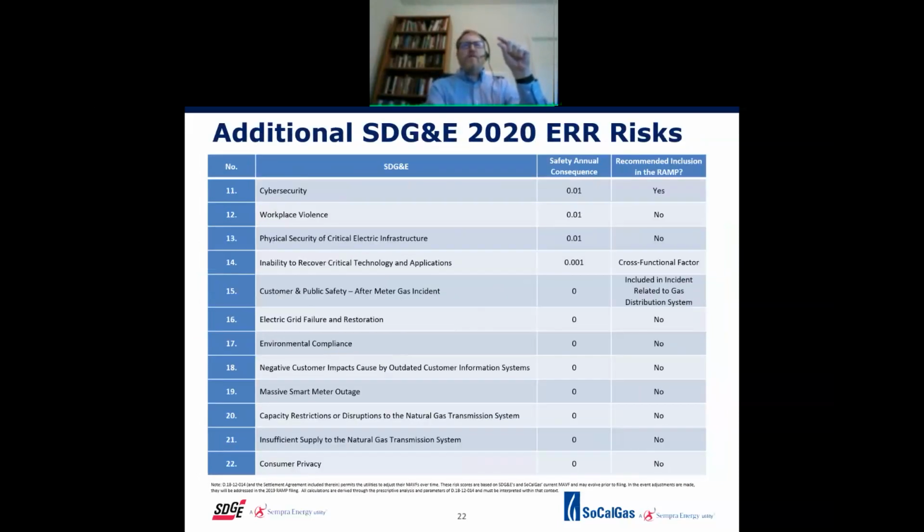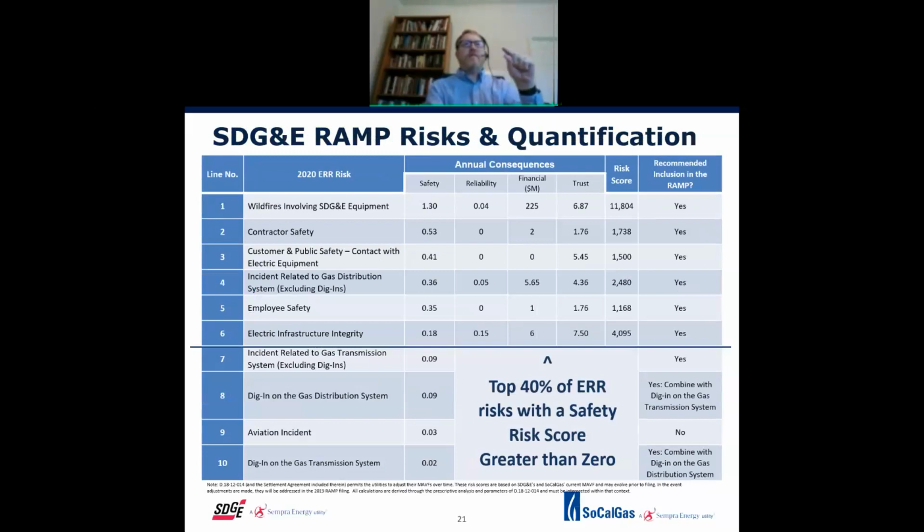But I will note, sorry, Joe, one more. I will note that there is a risk that maybe some people haven't seen before, and so I'd like to call that out specifically. That is risk number 3, which is customer and public safety contact with electric equipment. The specific scoping around that is that the equipment was operating and was constructed just fine. Everything was okay, but for some reason or another, individuals, non-employees, got in contact with that equipment.